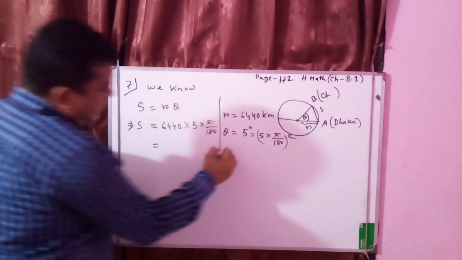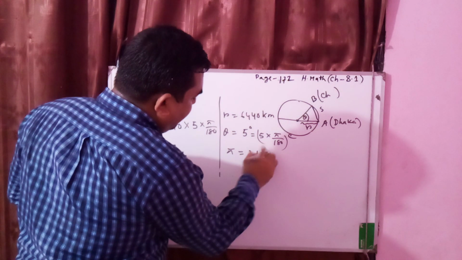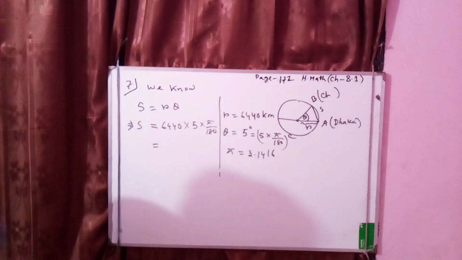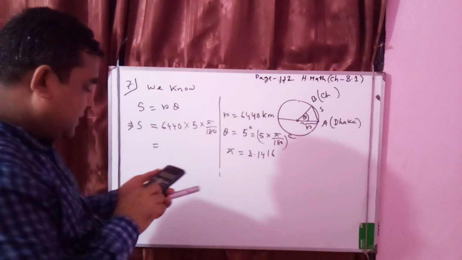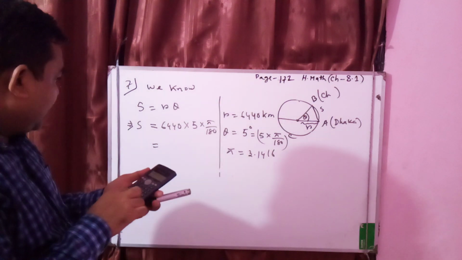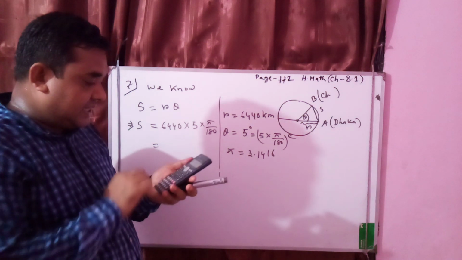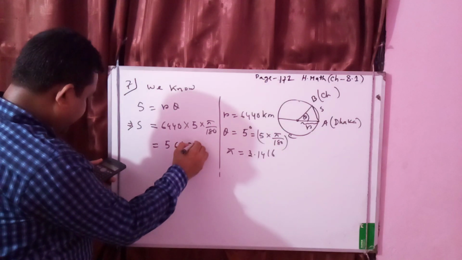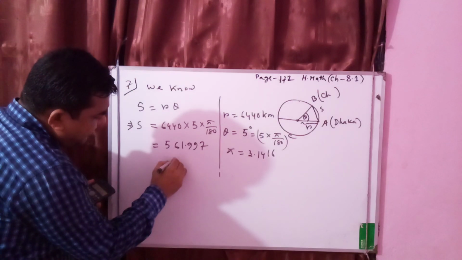What is the value of pi? Already you know, pi equals 3.1416. Now we calculate this value, 6440 multiplied by 5 multiplied by 3.1416 divided by 180. So we get 561.997. We can write approximately 562.